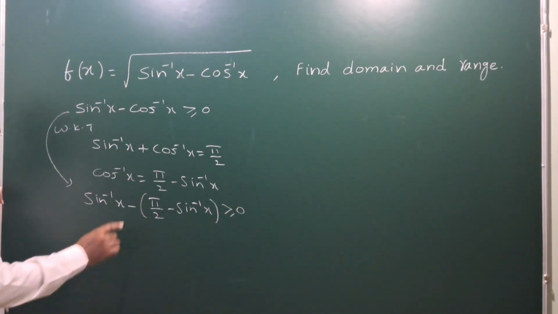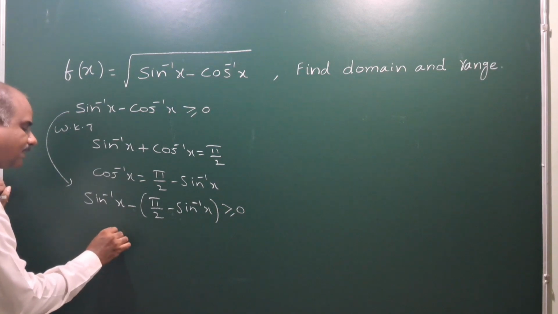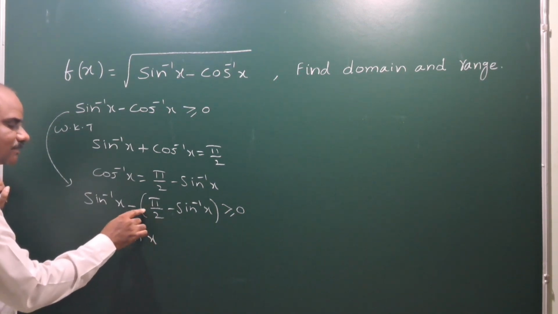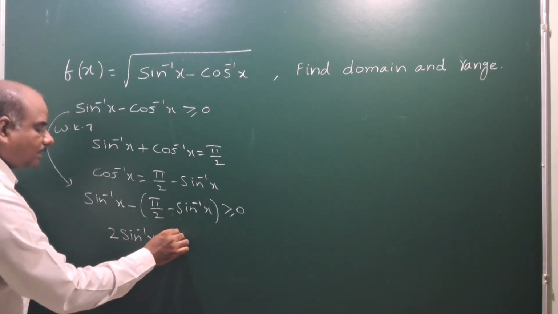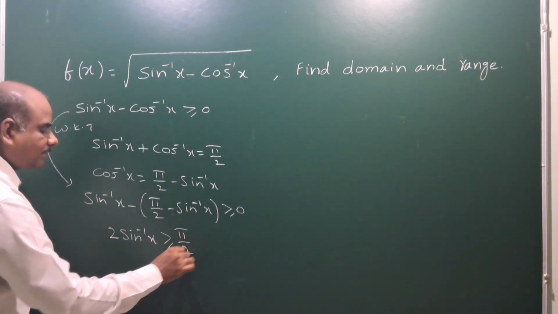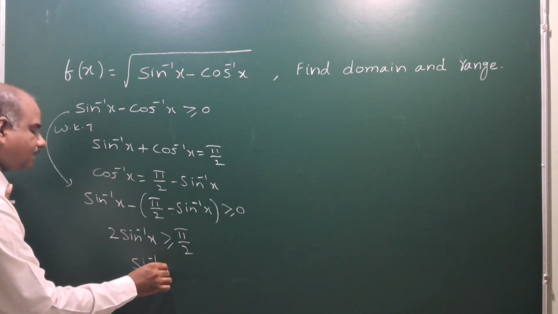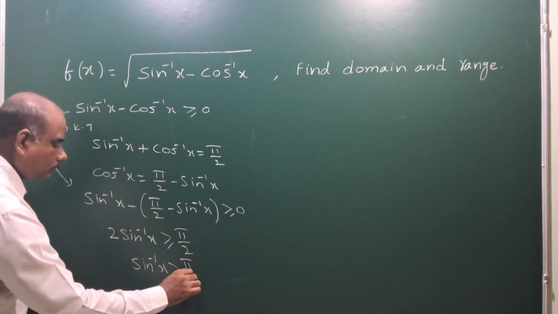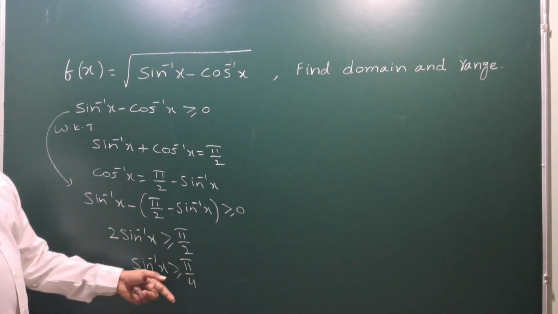So minus into minus is plus, that means we have 2 sin inverse x, and it is minus pi by 2 here. If it goes to the right side, it becomes greater than or equal to plus pi by 2. So sin inverse x is greater than or equal to pi by 2 divided by 2, that is pi by 4.